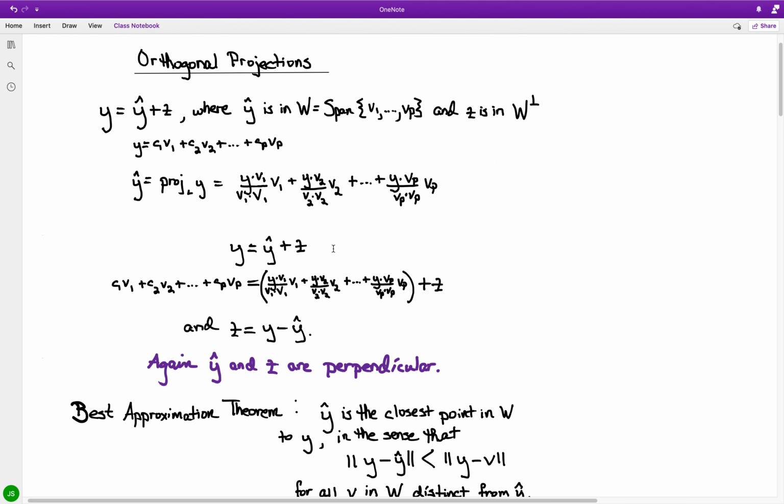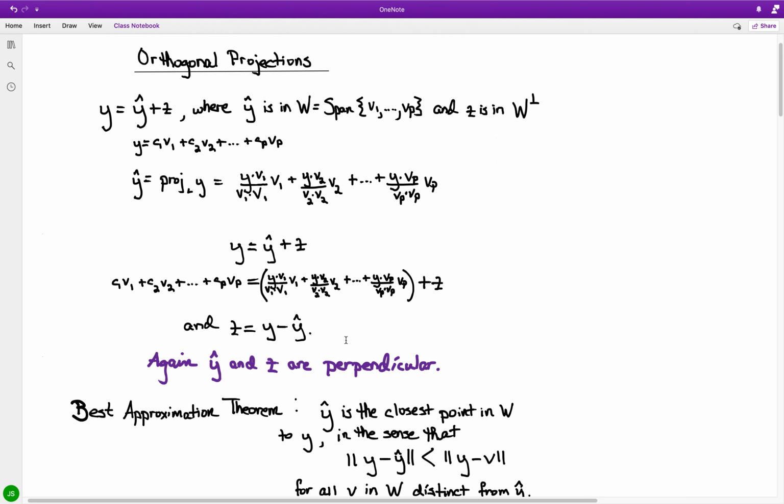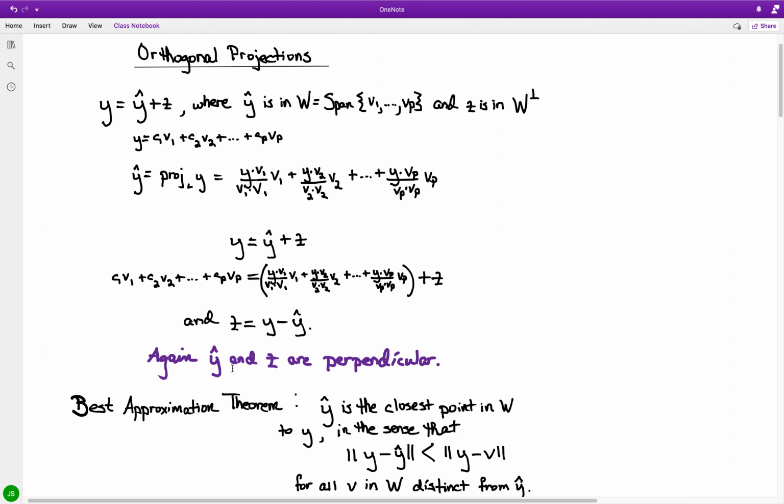Once again, y is equal to the orthogonal projection of y plus z. Taking what we have here, y is equal to the projection of y plus z, and z is equal to y minus its projection. And again, the projection of y and z are going to run perpendicular, or orthogonal, geometrically speaking, to each other.